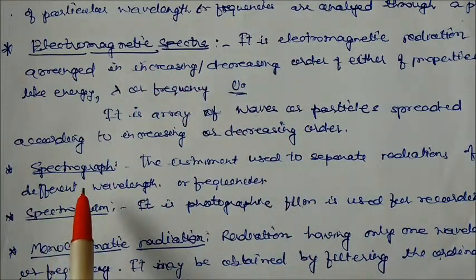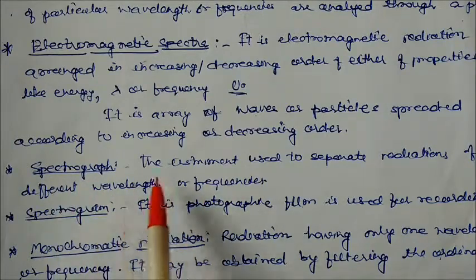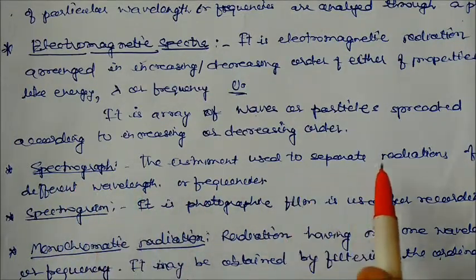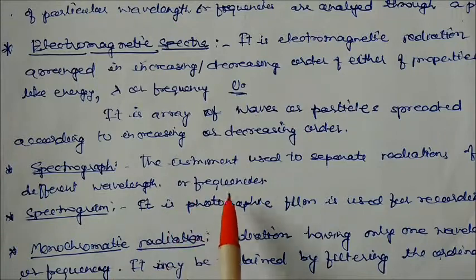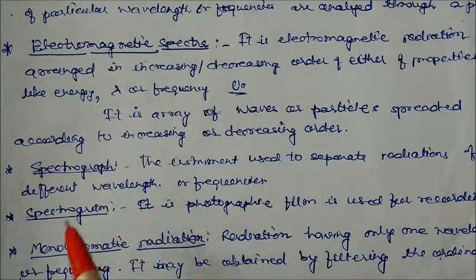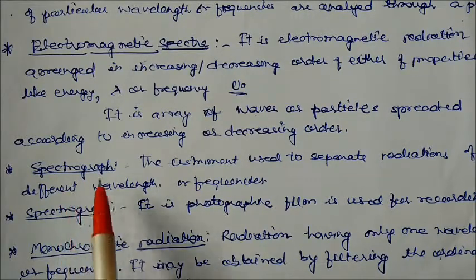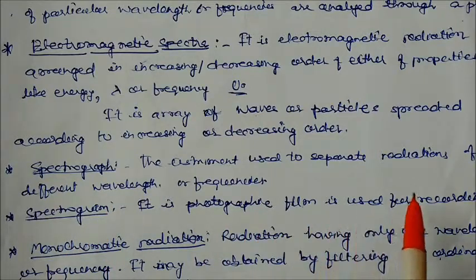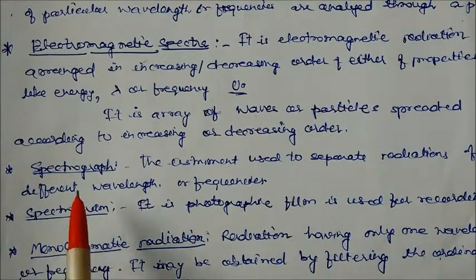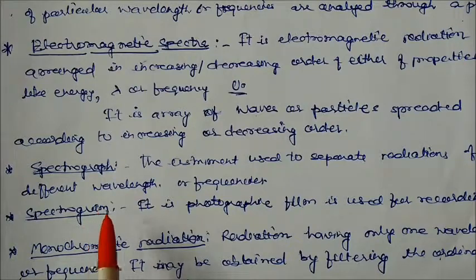One term is spectrograph. This is an instrument used to separate radiations of different wavelengths or frequencies. We can say a prism is a spectrograph, but it is not highly developed. A highly developed instrument, a device, uses a photographic plate for recordings, called a spectrogram. This is the very developed instrument used in laboratories.